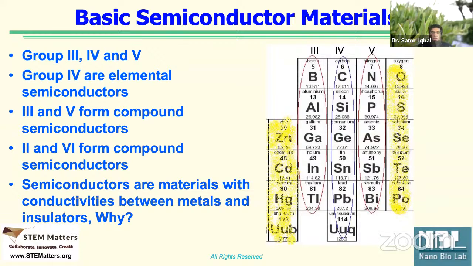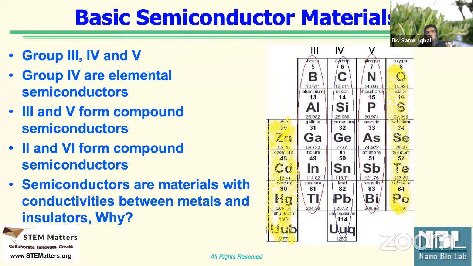Or we use group 3 and group 5 together. We mix them in equal amounts and we call them compound semiconductors. If we use 2 elements, there would always be group 3 and group 5, or they can be group 2 and group 6. And the reason will become evident soon. In group 4, the outermost shell, outermost orbit has 4 electrons, and there are 4 empty sites, right? To make it complete, we need 8 electrons.